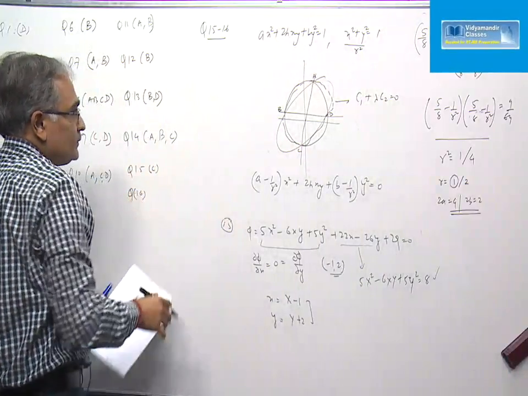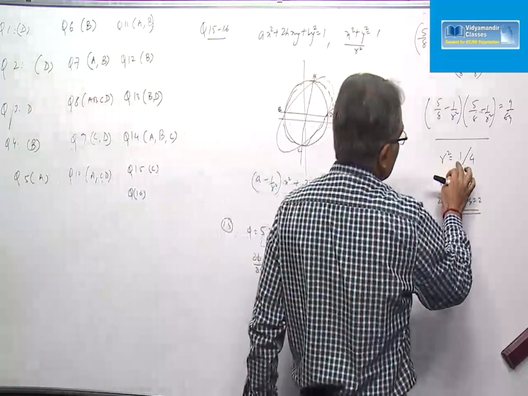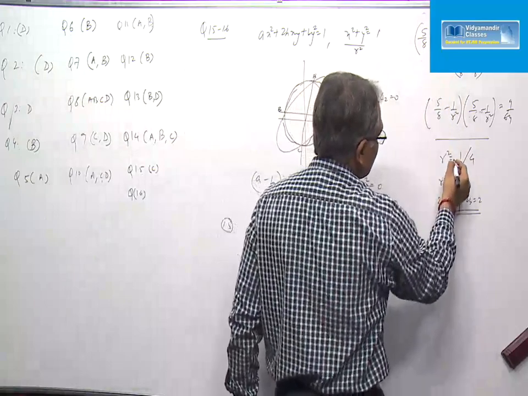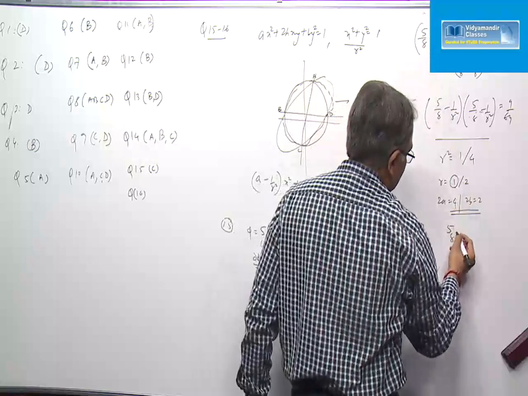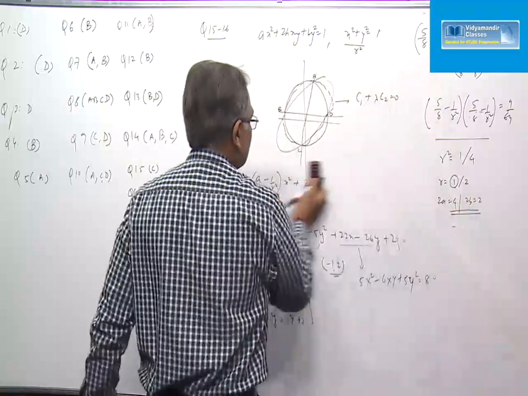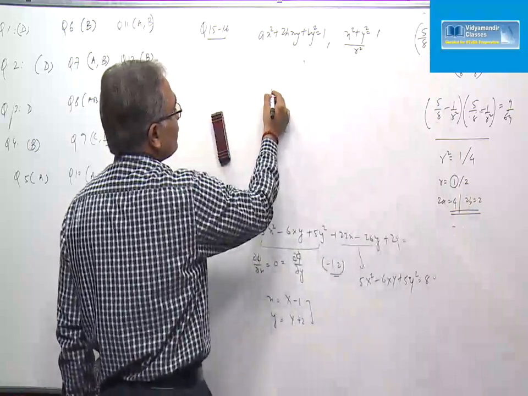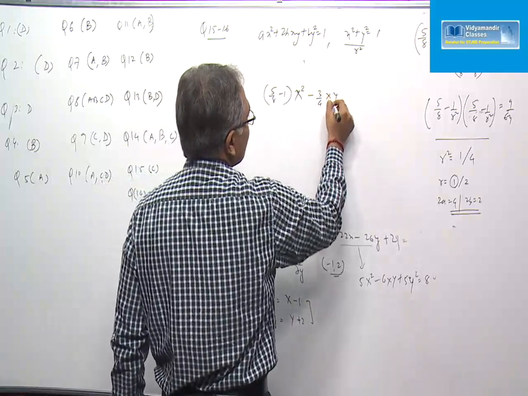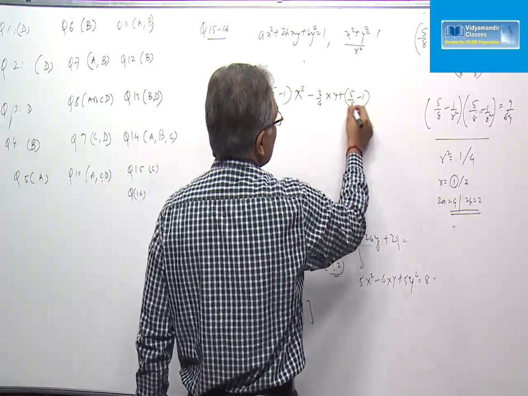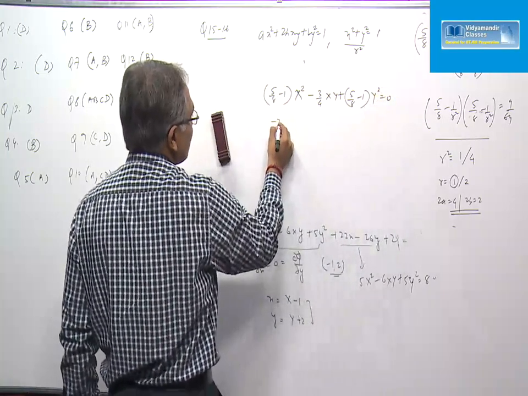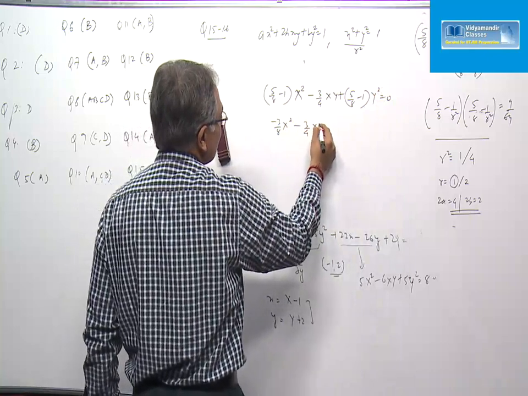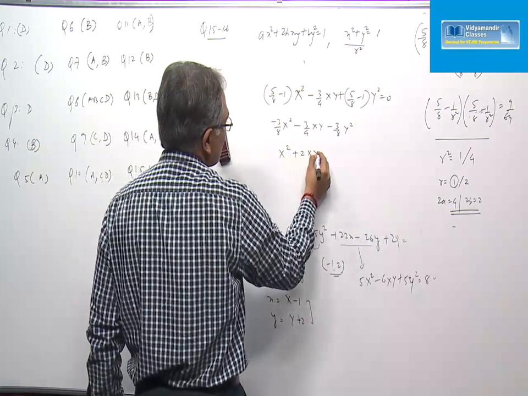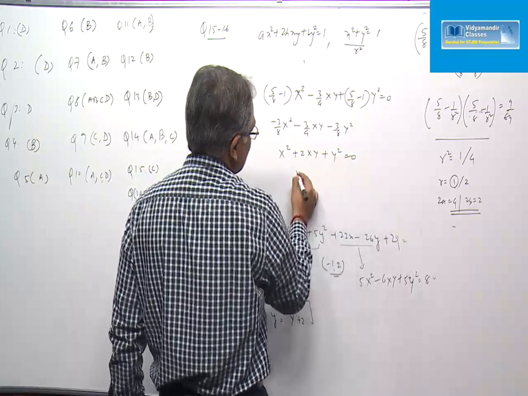For the 16th part, you need to just take r square as 1 in this equation. You are left with 5 by 8 minus 1 x square minus 3 by 4 xy plus 5 by 8 minus 1 y square is equal to 0. That is minus 3 by 8 x square minus 3 by 4 xy minus 3 by 8 y square. That is x square plus 2xy plus y square is equal to 0. That is x plus y whole square.